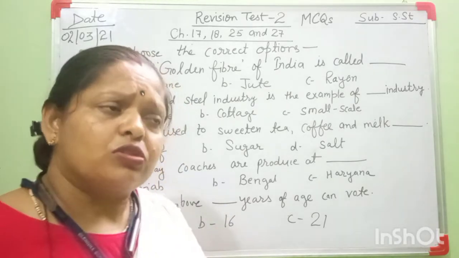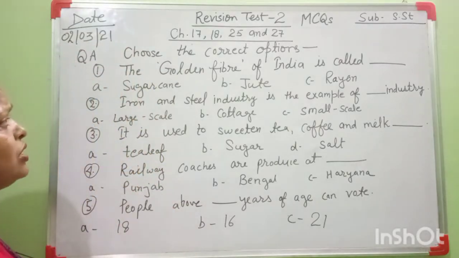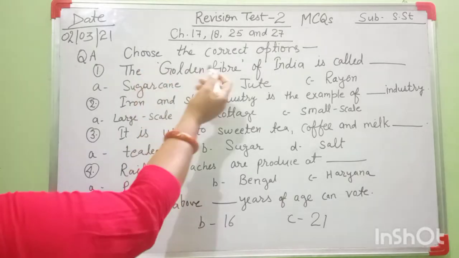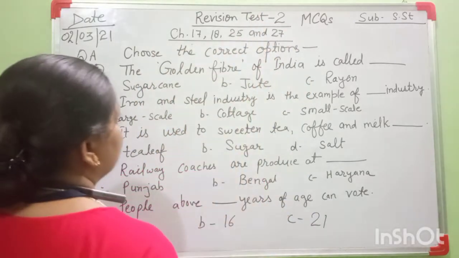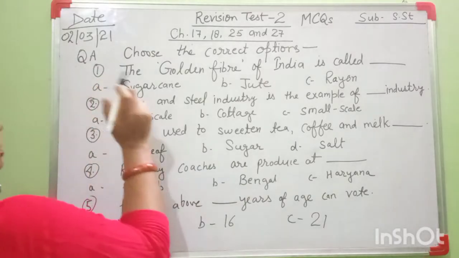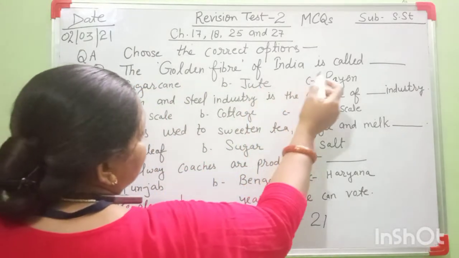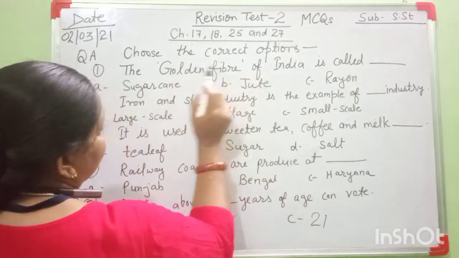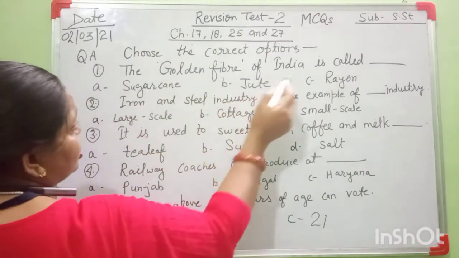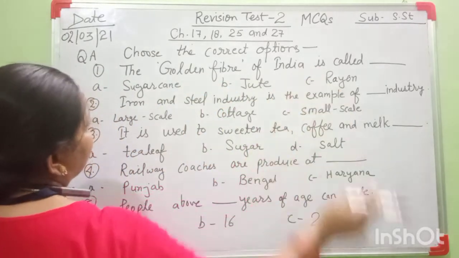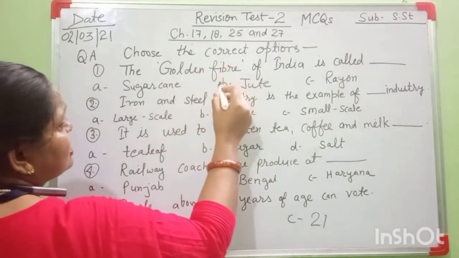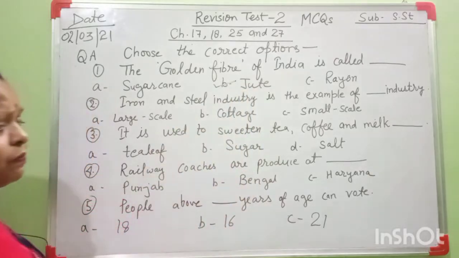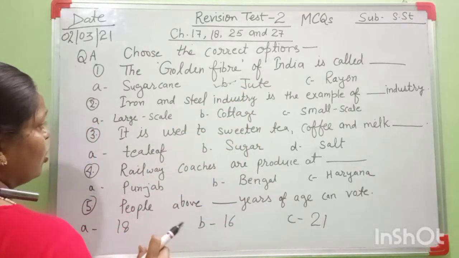So let's start today's first question. In the test paper, the first question is to choose the correct option, and all questions are based on these chapters. The golden fiber of India is called: golden fiber, sugarcane, jute, rayon. Rayon is an artificial fiber, and the golden fiber is jute. So the right option here is B.